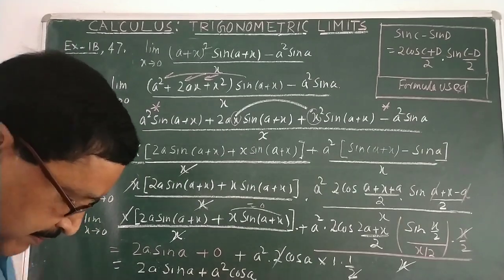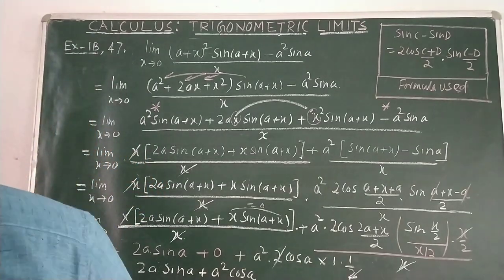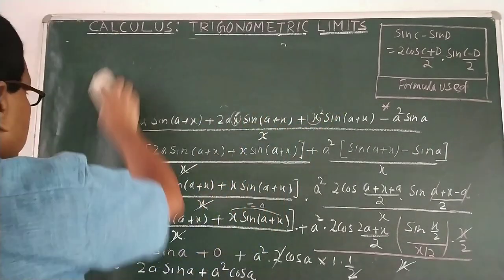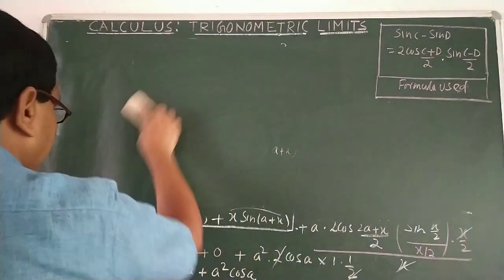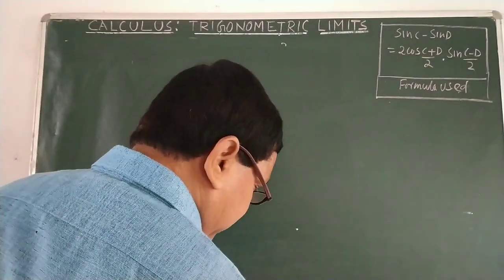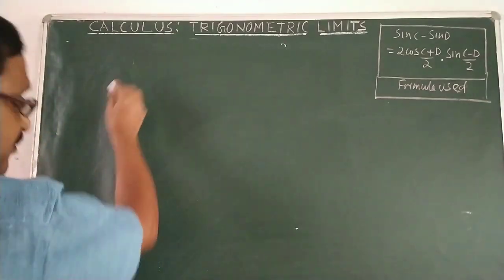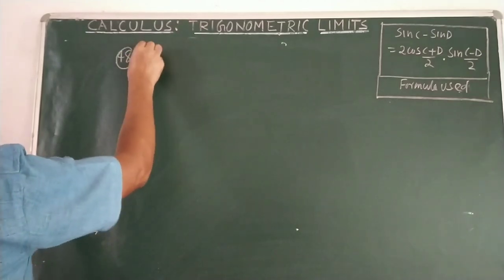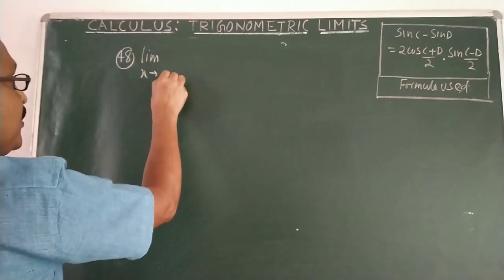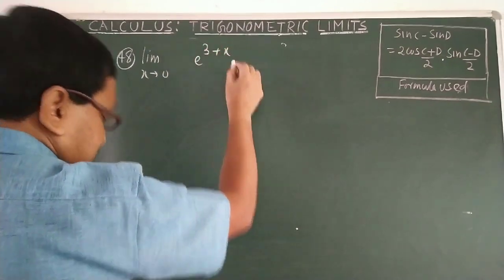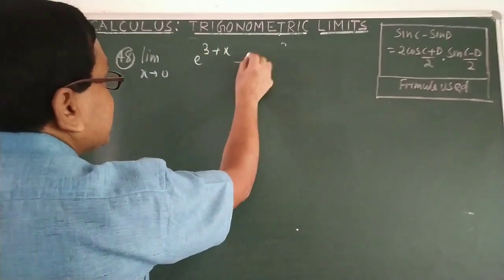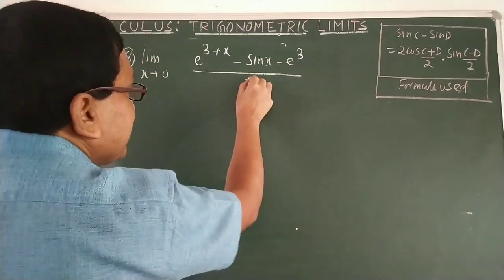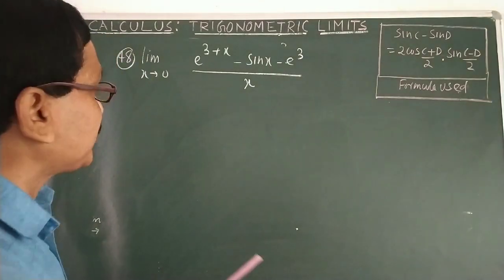Now come to another problem. Let us see another problem. Now next problem, this is problem number 48 of your book. Limit x tends to 0, e to the power 3 plus x minus sin x, minus e3, divided by x. This is very interesting and very small problem, students.